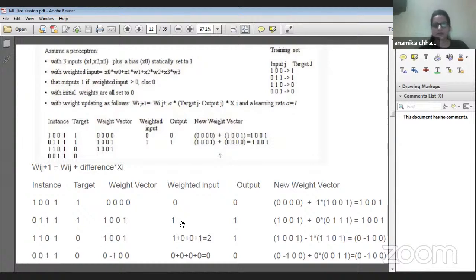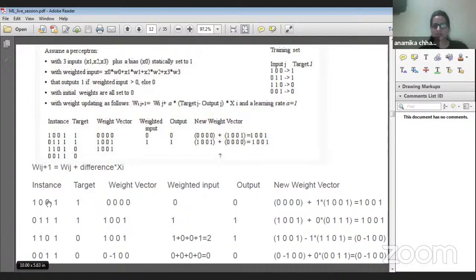Now let's get back to the activation function if you don't remember. Output 1 if weighted input is greater than 0. Weighted input is greater than 0, so we get a 1 over here, and the target was 1, so the difference is 0. So we are not going to make any change. It's the same. The old weight is equal to the new weight. Now this new weight will go in the next iteration with the next instance, and its target is 0.